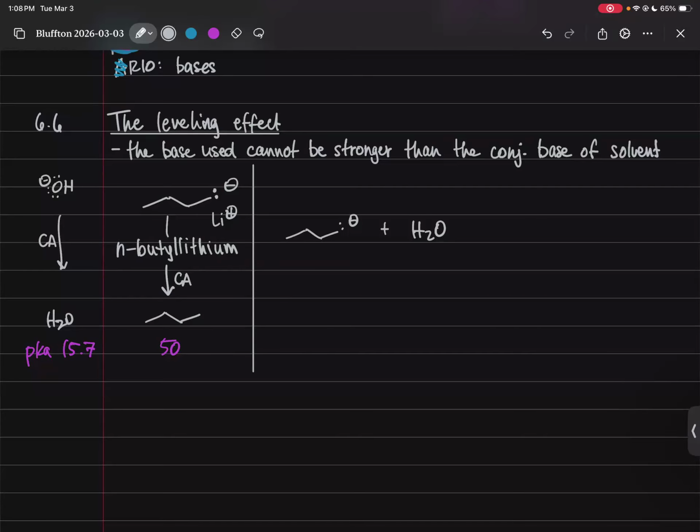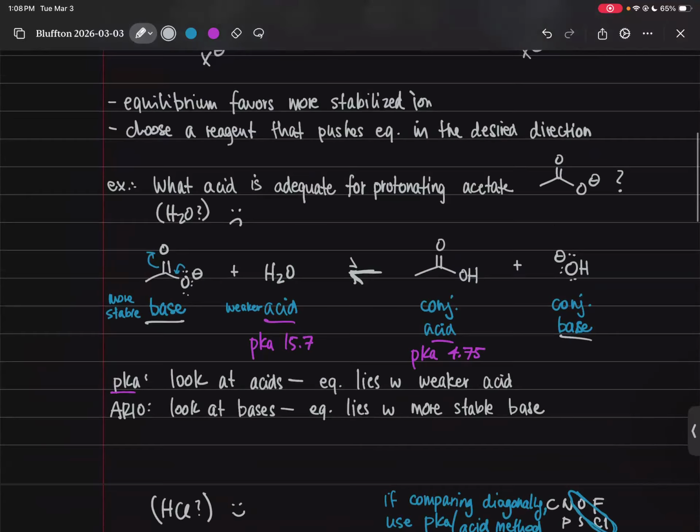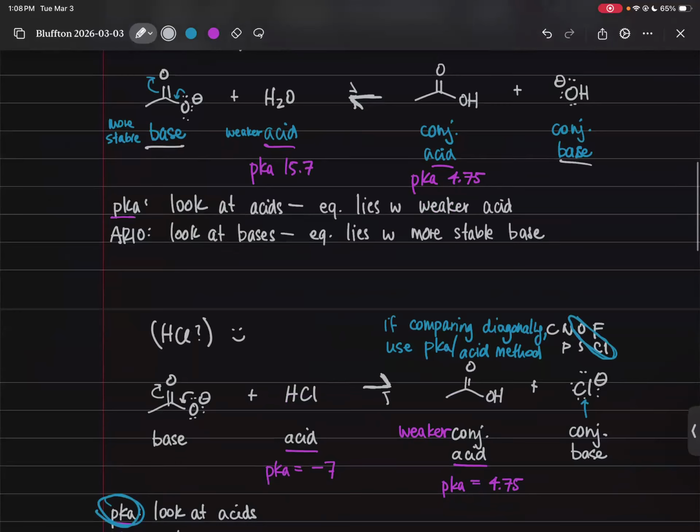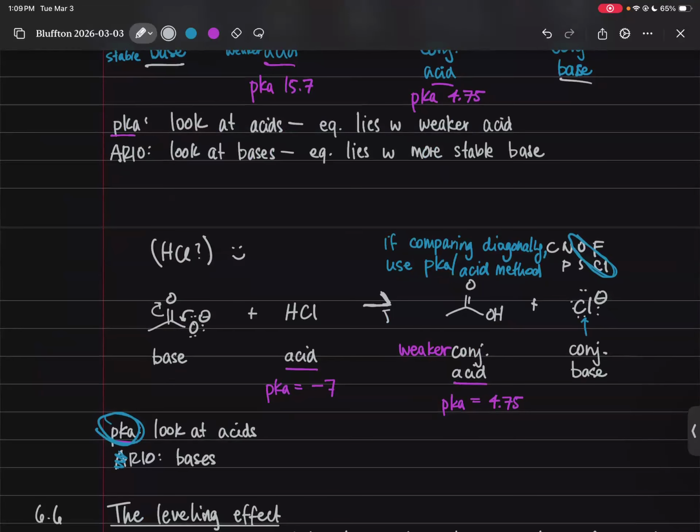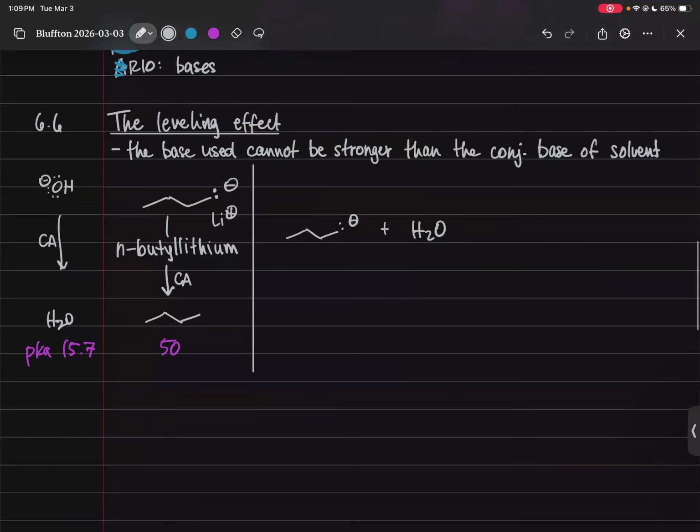Okay, so in the same way that HCl was a strong enough acid to protonate the acetate ion, we want to make sure that isn't the case here, because otherwise we're going to have a reaction between our base and our solvent. Okay? You got rid of the lithium. I did. Would it make a difference if we kept it in there? No, because it's just going to float around. Actually, I'll draw it in at the end.